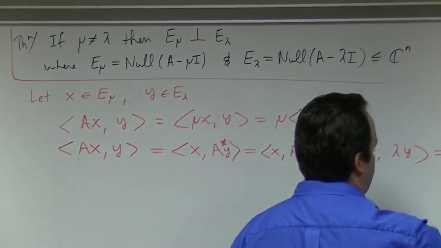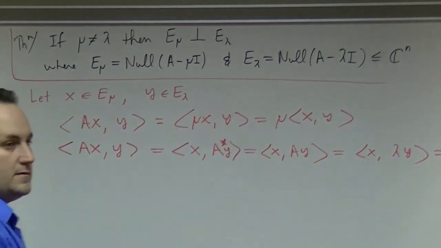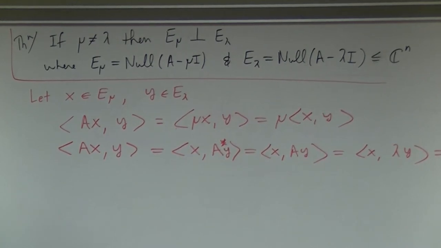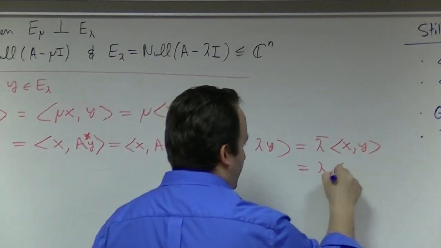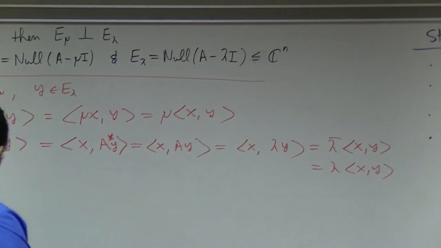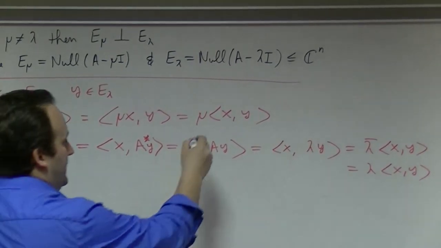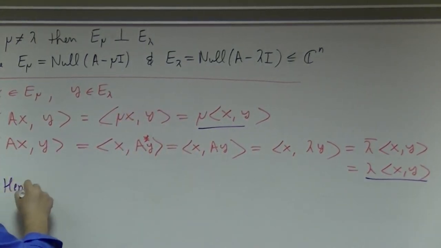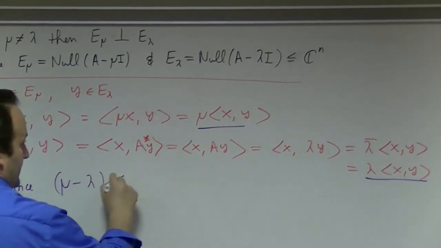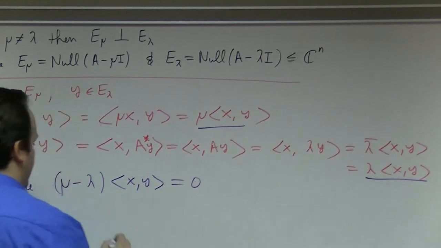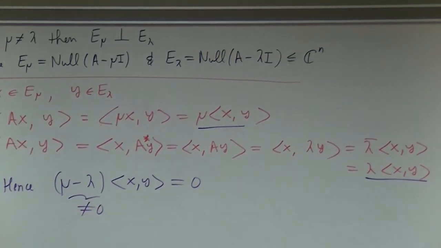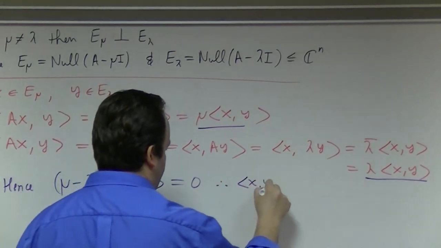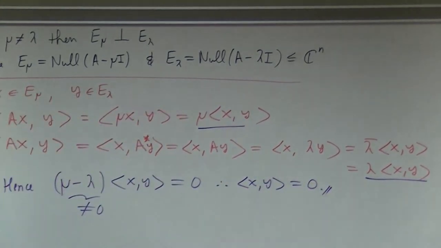But what do we know about lambda if A is equal to A star? Then lambda is real. So I can just say that that's equal to lambda times the inner product of x and y. So then, see what I have? This is equal to that. That's mu minus lambda, times the inner product of x and y, equal to zero. But mu minus lambda is not equal to zero by assumption because they're distinct. So therefore the inner product of x and y is zero. But x and y are arbitrary. That's showing that the eigenspaces are perpendicular.